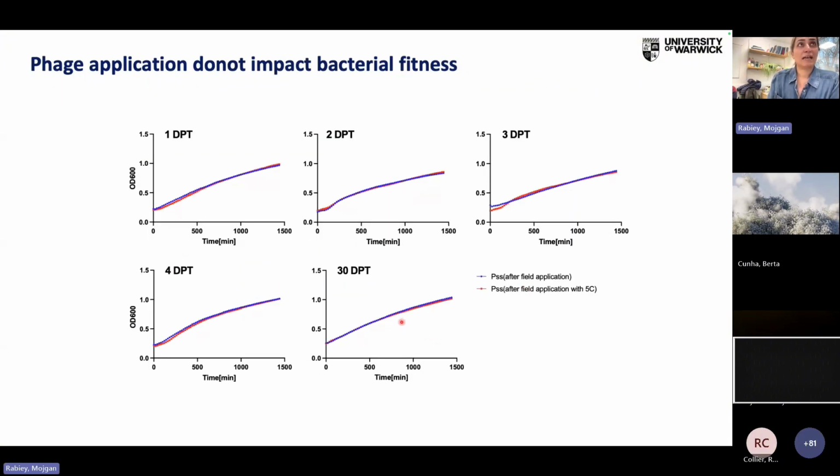In terms of phage impact on the fitness of bacteria, we tested the growth of PSS that we re-isolated after phage application, whether on its own or after phage challenge. And you can see that all have the same growth rate. We don't want to create a bug that can grow faster and become more pathogenic. However, you could see that phage application didn't impact the growth and fitness of the PSS during the course of the experiment.